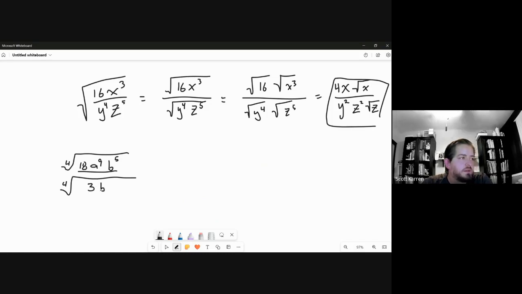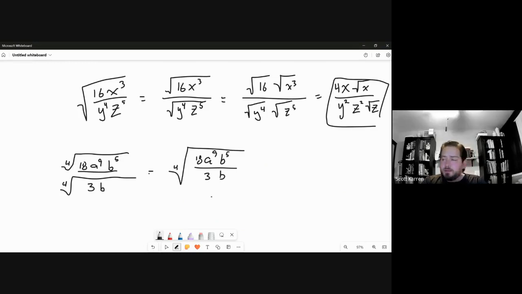Right? Now, this is an example of where we might want to go the opposite direction, because I can't do anything with that 4th root of 3b. I don't have 4 factors of 3 in the denominator. I don't have 4 factors of b in the denominator. I can't do anything with that. But if I rewrite this as the 4th root of the entire fraction, maybe I can simplify some stuff. So I would have 18 a to the 9th, b to the 5th, all over 3b.